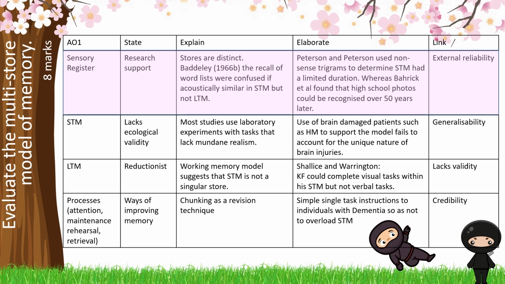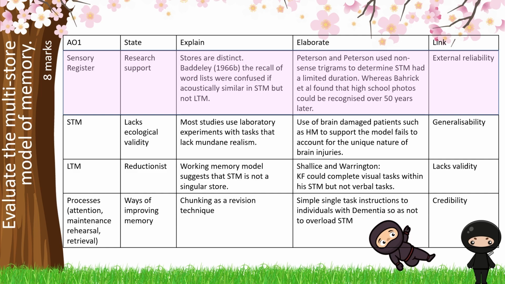Most of our research for support for the multi-store model comes from the fact that the stores are distinct, separate and have different capabilities. Baddeley 1966b is a really good one to use for this because it's our classic study for cognitive psychology. When using classic and contemporary studies, we want to be really cautious about not drifting into a different essay. So focusing on the findings only, like we have done here, that these stores are different because STM encodes acoustically, and we got confused if the acoustically similar word list was presented, but in LTM, that confusion didn't happen with acoustically similar word lists.